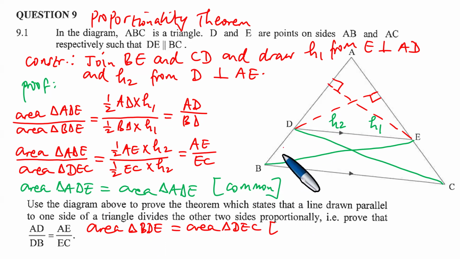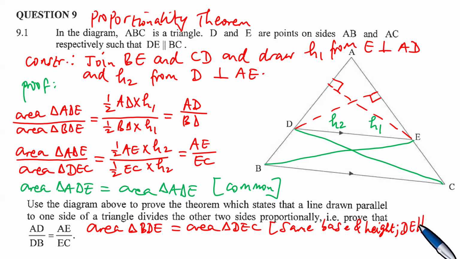If you look at the triangle BDE and the triangle DEC, they have the same base and height. They have the same base and height. All right, so at this point we are able to see that DE is parallel to BC.